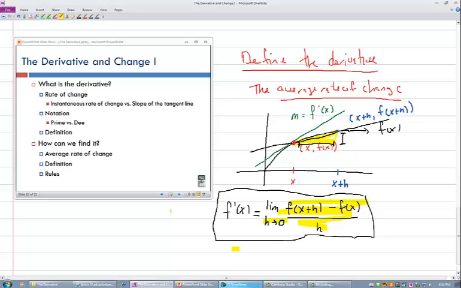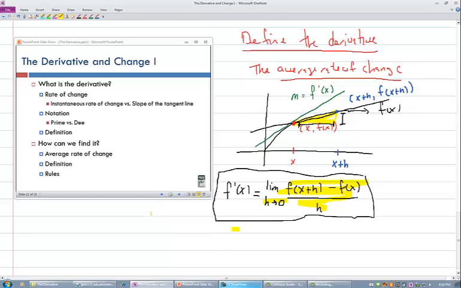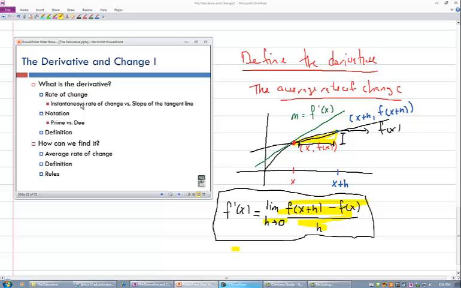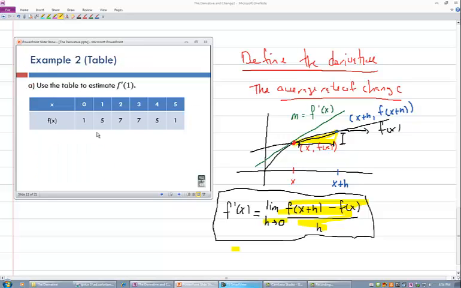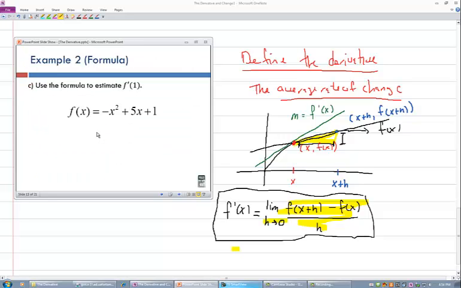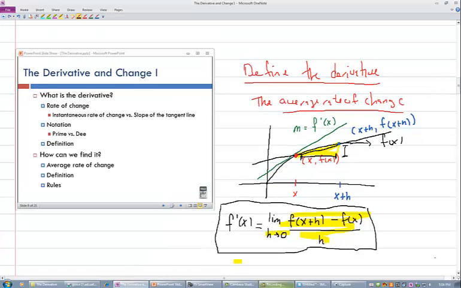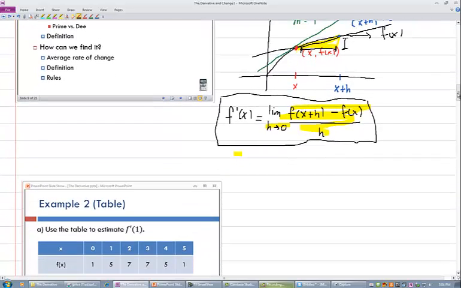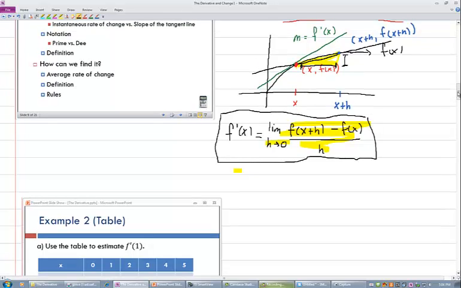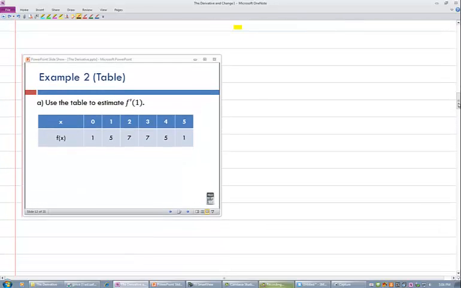So let's take a look at some examples. So how can we estimate the derivative here? Using a table, and then we'll look at an example of a graph, and then we'll look at a formula. Okay, so let's use this definition now to solve some problems. What we're going to do is use the definition and really the average rate of change to estimate the derivative at a point.